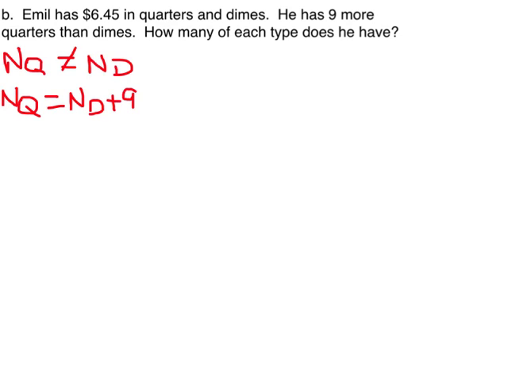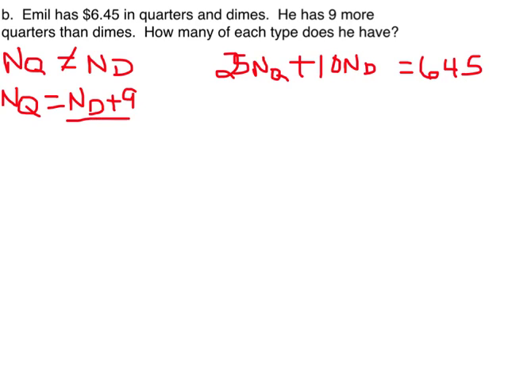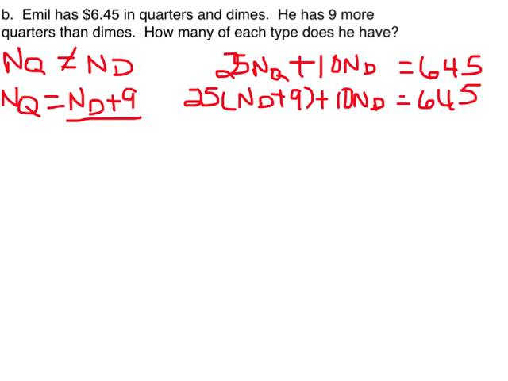All right, now let's get our value equation. Our value is 645. And we have quarters and dimes, so 25 NQ plus 10 ND equals 645. Now I'm going to substitute this in for NQ, so 25 times ND plus 9 plus 10 ND equals 645.